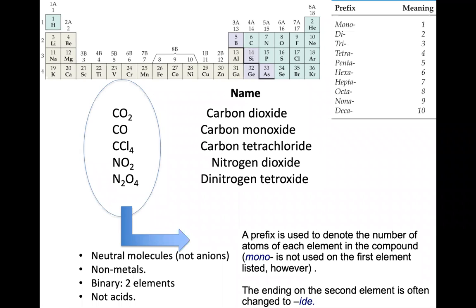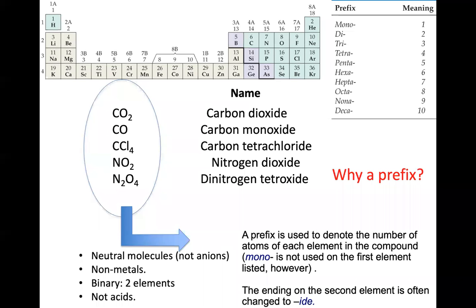This is the approach I use when I have what are called binary compounds, where I have two different atoms present. So this is a different naming scheme. Now you might notice, why do we include a prefix here? We did not include a prefix when we were looking at ionic ones.